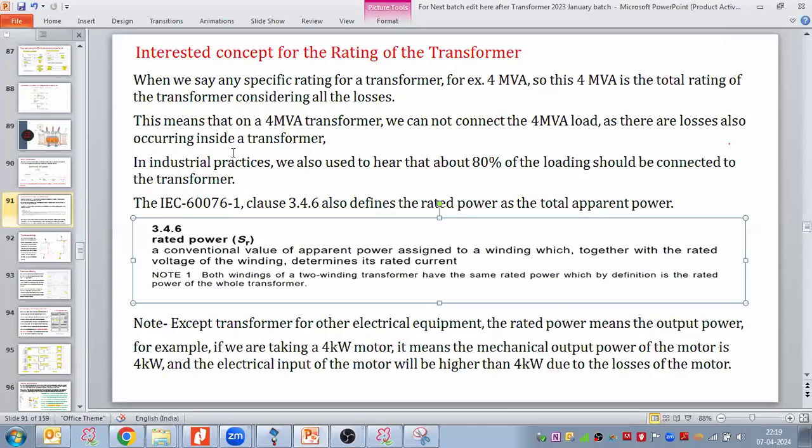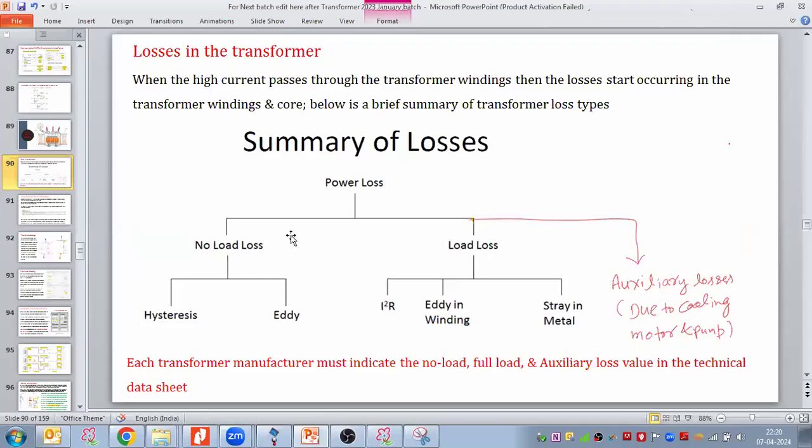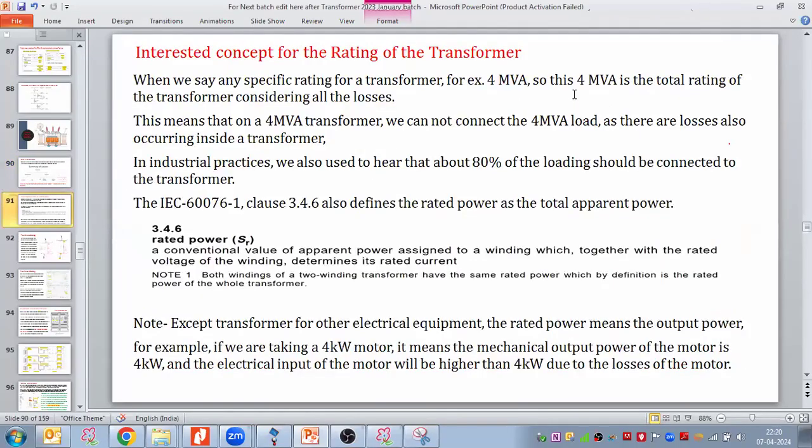It means when we say any specific rating of a transformer, for example 4 MVA or 2 MVA or 3 MVA, whatever, this 4 MVA is the total rating of the transformer considering all the losses occurring in the transformer. Losses, what we have discussed about the losses. This means that on a 4 MVA transformer, we cannot connect a 4 MVA load, as there are losses also occurring inside a transformer.